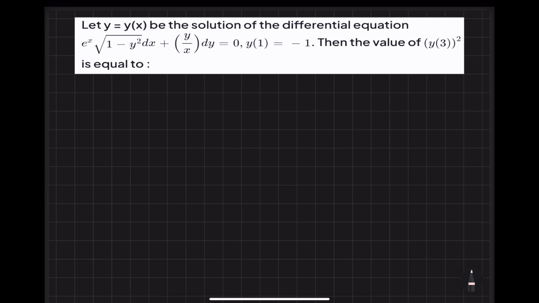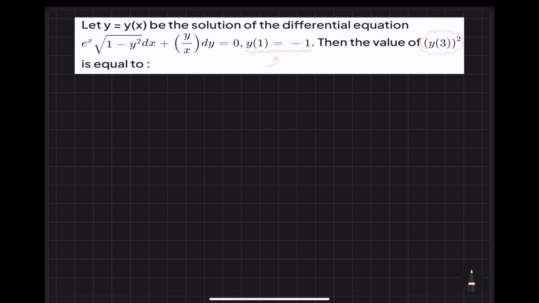So, we got a wholesome new problem which says let y equals y of x be the solution of the differential equation. So, we have to solve this differential equation. And then they have given this situation. So, why have they given this situation? To find out the arbitrary constant c, and then the required value is y of 3 whole square. Means in place of x you have to replace it with 3 and then go with square. Okay, so let's do it.